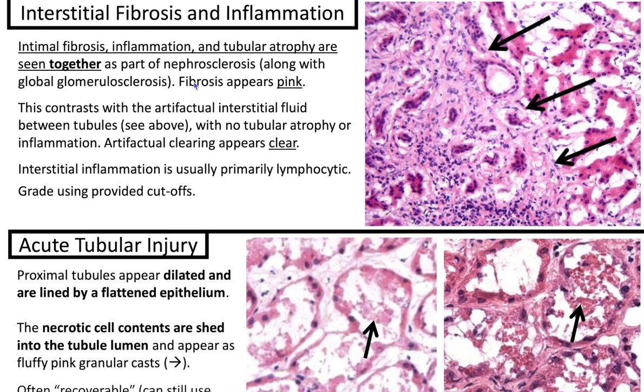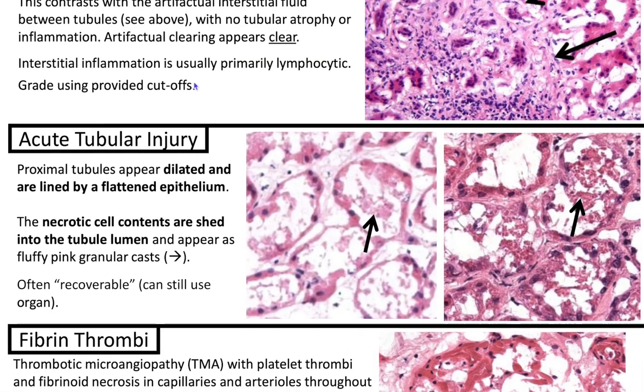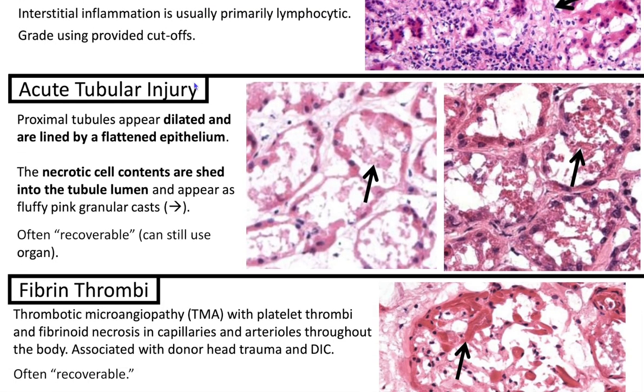And interstitial inflammation, the inflammatory cells are primarily lymphocytic, and you grade using provided cutoffs, which we will briefly cover. Acute tubular injury. This is when your proximal tubules, those pink, fluffy, granular cells, appear dilated and are lined by a flattened epithelium. The necrotic cell contents are shed into the tubule lumen and appear as fluffy, pink, granular casts, as you can see here and as you can see here. And it's often recoverable, meaning you could still give it to a recipient.